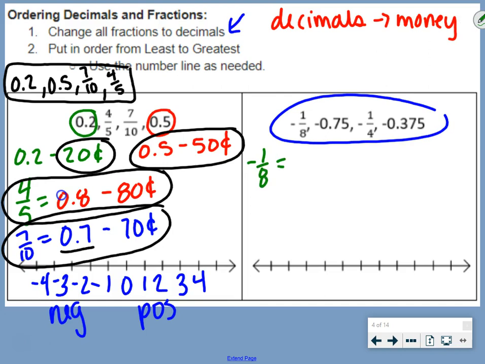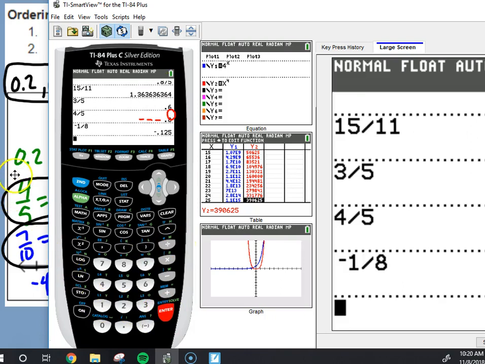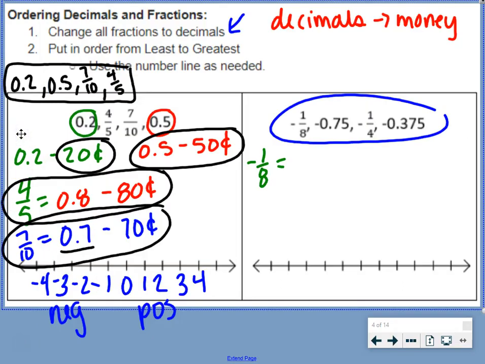So -1/8, we can change that into a decimal by doing -1 divided by 8, and we get -0.125, excuse me. We can put that 0 there. So if we just take those first 2 digits after the decimal place, that'd be about like 12 cents. So that means we're in debt 12 cents.